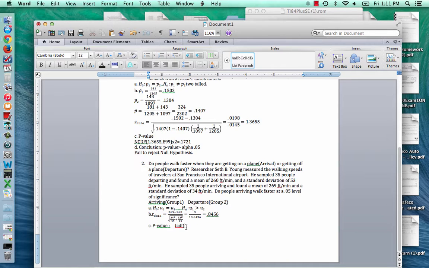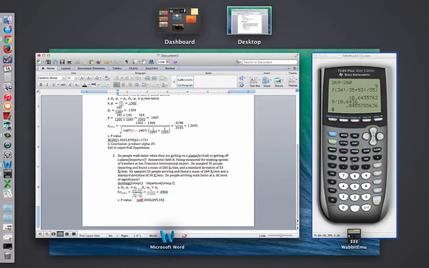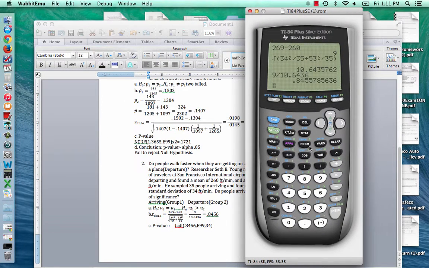Be wary of that when you look at your test stat. Does it match with the tail? Does it make sense? I was thinking time, not speed. This is a speed, feet per minute. So either way, we're right tail. So we're going to do 0.8456, E99, and I'm sorry, comma, the degrees of freedom, which is the smaller of the two sample sizes, but they're both 35, minus 1, so 34. Let me type that in. So sorry about my error, guys. At least I caught it before it was too late.